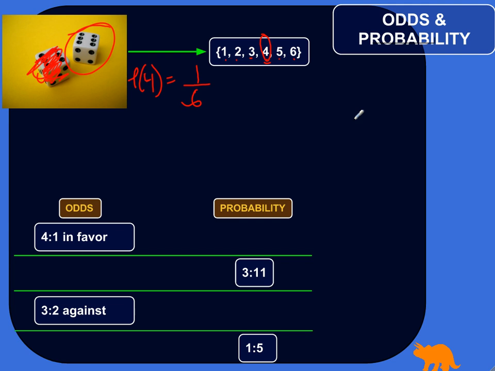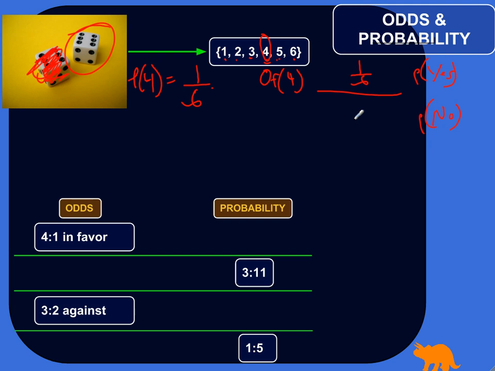All right. Now, what about the odds in favor of rolling a 4? So the odds in favor is the probability that that thing will happen over the probability that it won't happen. Okay, so we just calculated the probability that it will happen. The probability of rolling a 4 is 1 over 6. Now what about the probability that you won't roll a 4? In other words, what's the probability that you'll roll anything but a 4? So, i.e., a 1, a 2, a 3, a 5, or a 6.